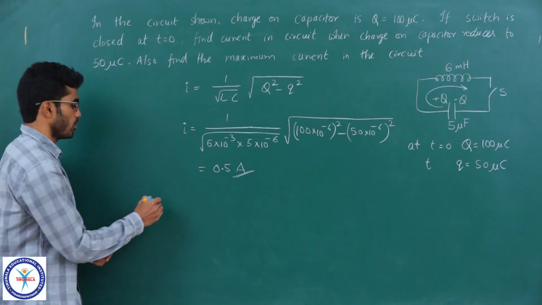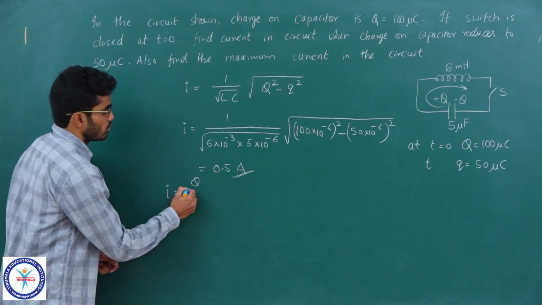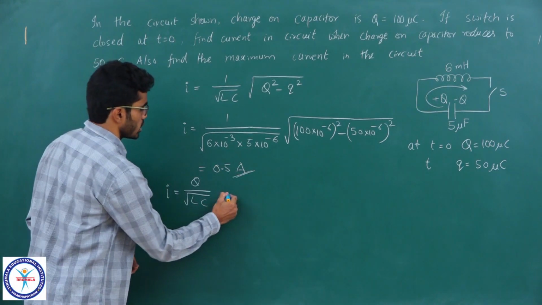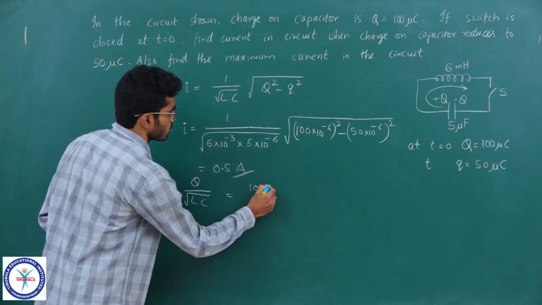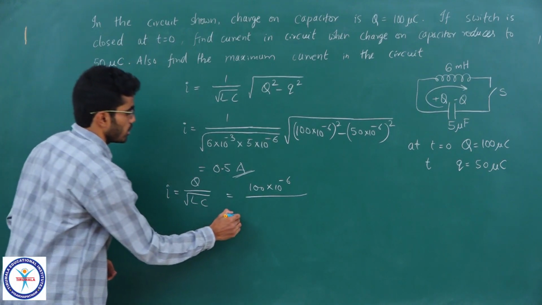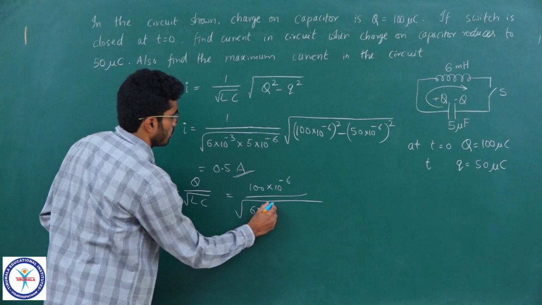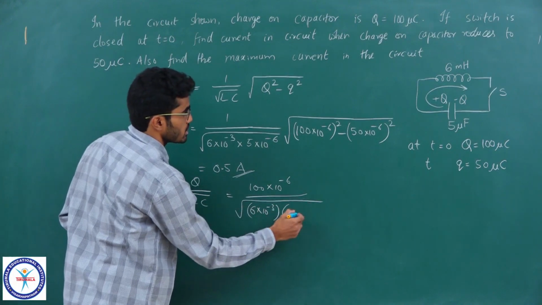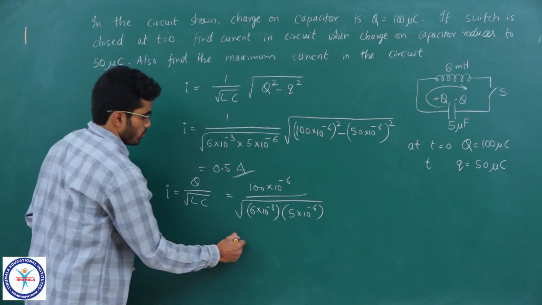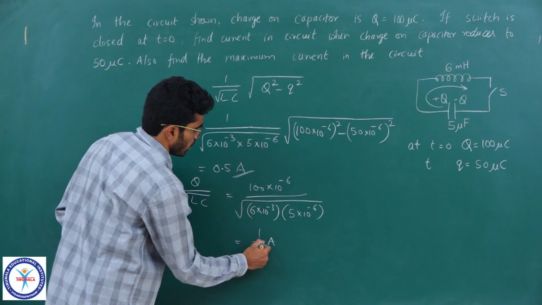How do you get the maximum value for the current? I is given by Q omega, which is Q by root LC. So we know the charge, initial charge, so just substitute for these values. 1 by root LC is capacitance 5 into 10 power minus 6. You should get 1 by root 3 amps.